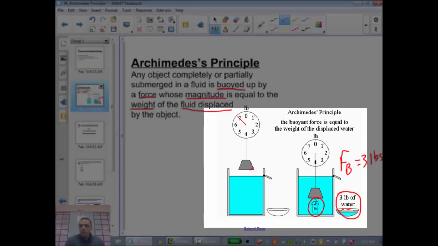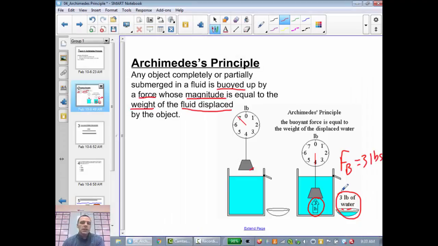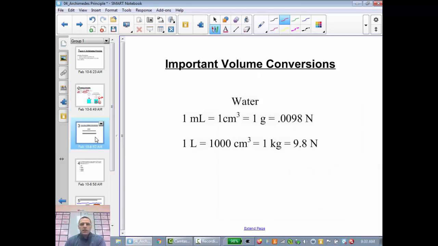3 pounds buoyant force. If we moved more water out of the way, then we would have a larger buoyant force. So one of the key things to understanding Archimedes' principle is to understand how much the weight of the fluid is that you're moving. So these are some of the important volume conversions that we have, and the most important one I would like to highlight is the second one.